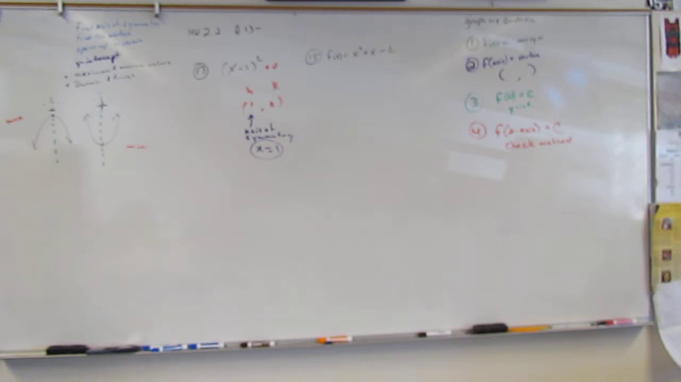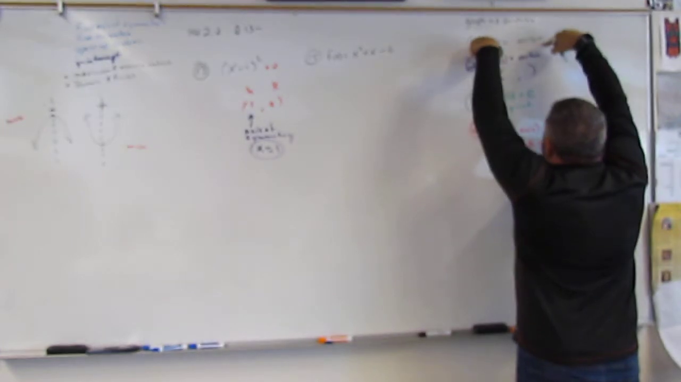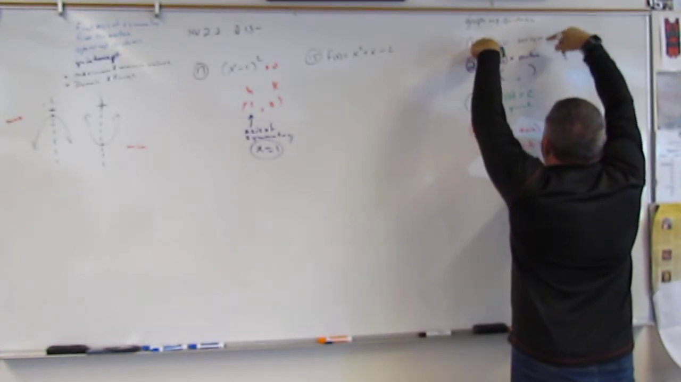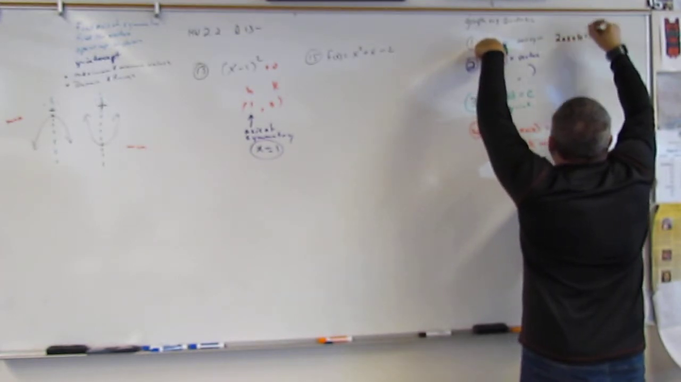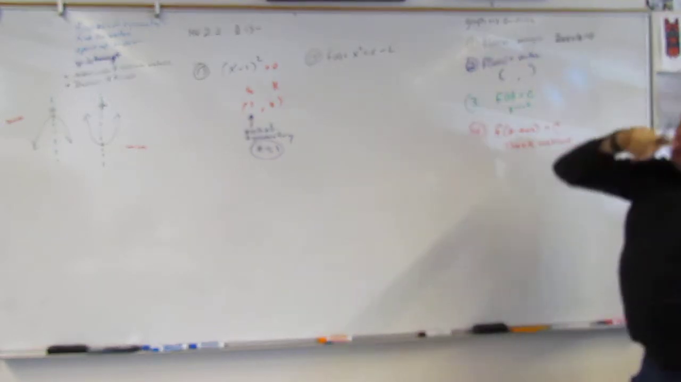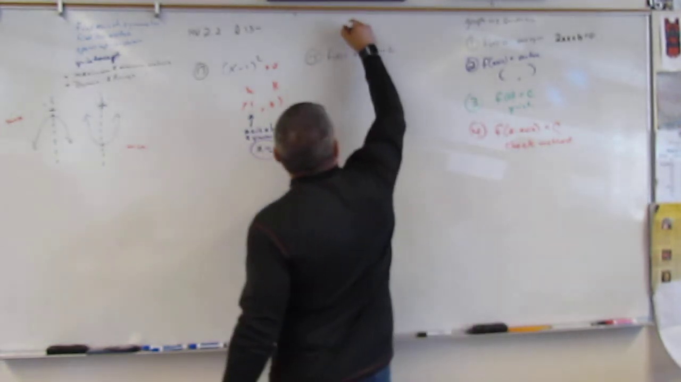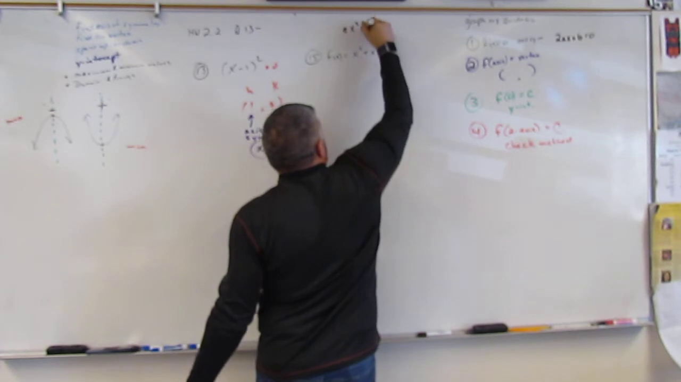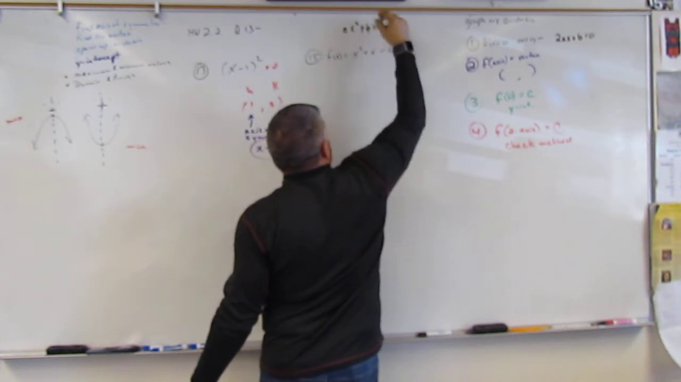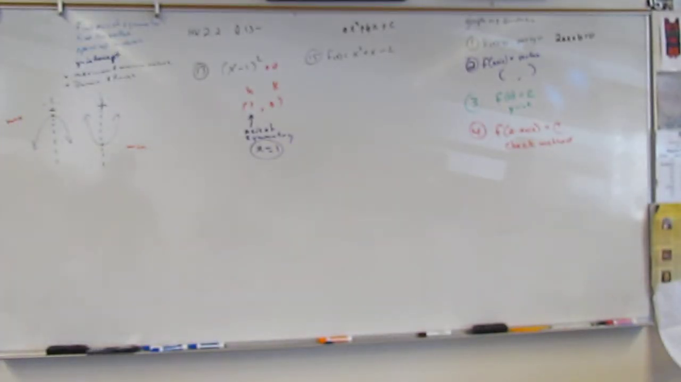There is another idea behind this. The other idea behind taking the derivative is 2ax plus b equals 0. That's based on the idea that ax squared plus bx plus c is a quadratic. Every quadratic can be written as ax squared plus bx plus c.